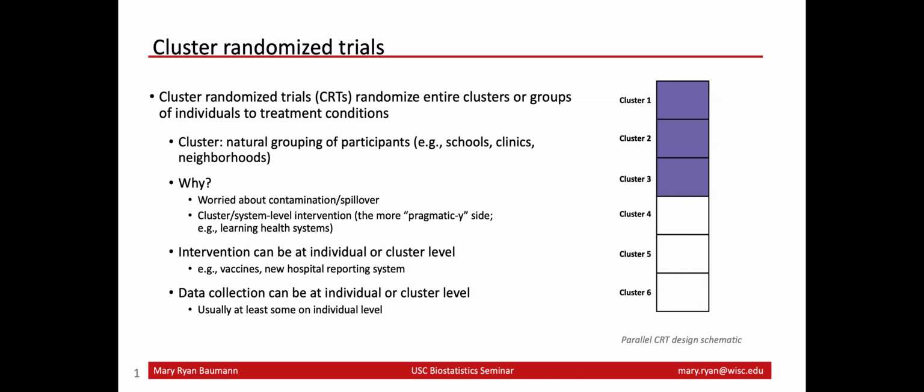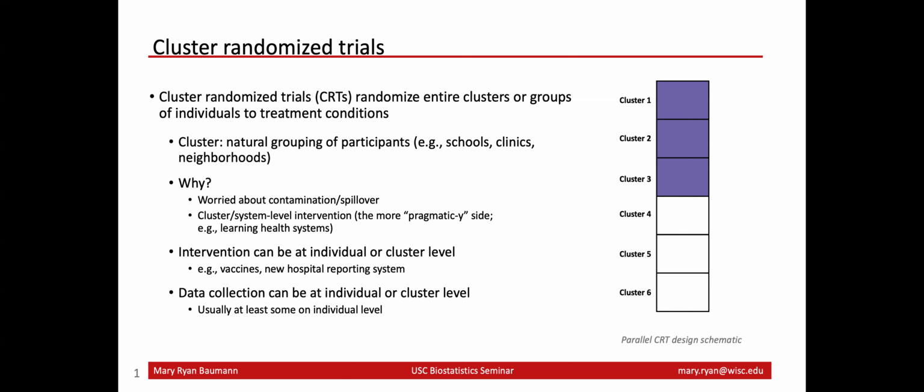And here we're defining clusters as natural groupings of participants. So you can think of this as things like schools, clinics, neighborhoods, hospitals, groupings that exist outside of the trial or study space. Now, this is a very old design type. It grew out of the vaccine literature a lot.